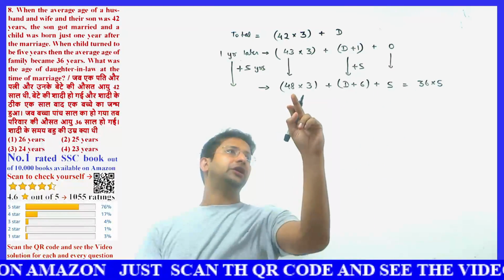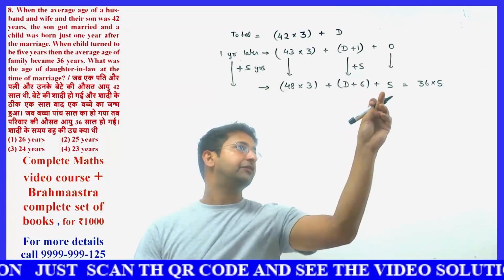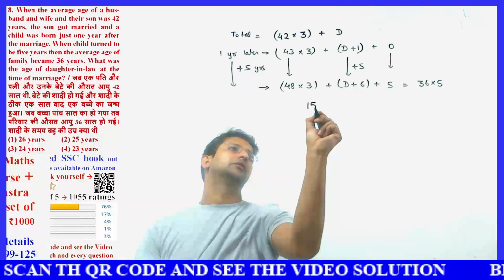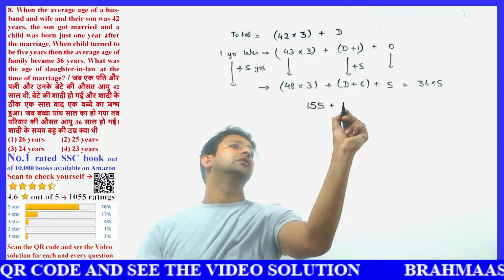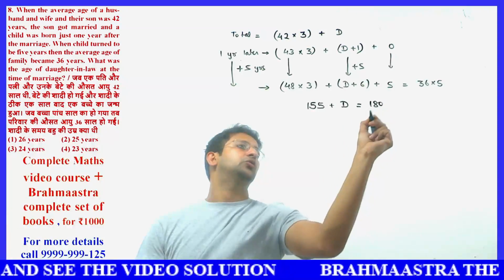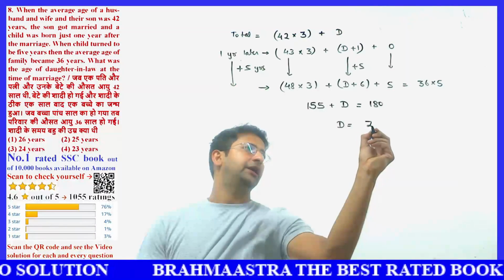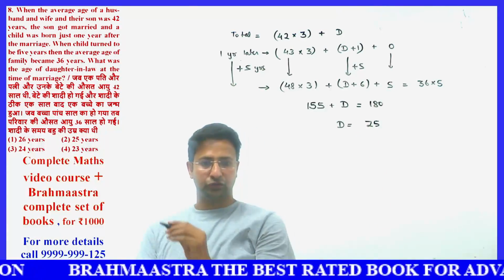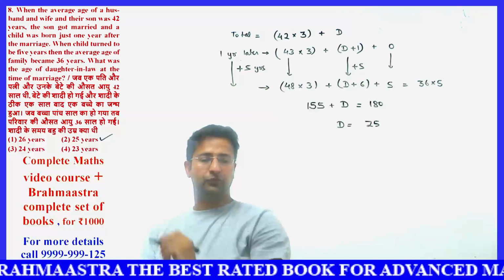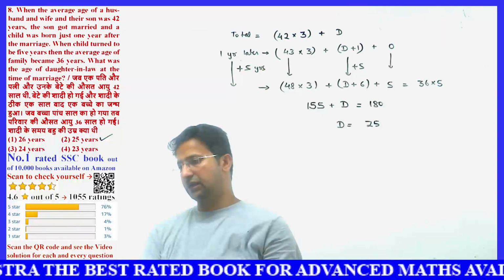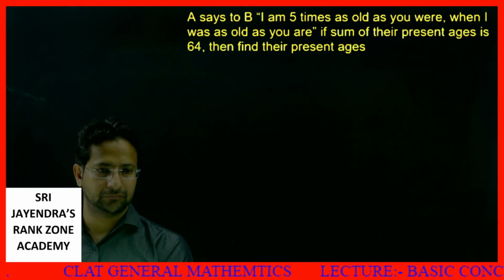So that gives me 144. 144 plus 6 is 150. 150 plus 5 is 155. 155 plus D is equal to 180. Very easily this gives me D as 25. So the age of the daughter-in-law at the time of marriage was 25 years. I hope it is clear to all of you.